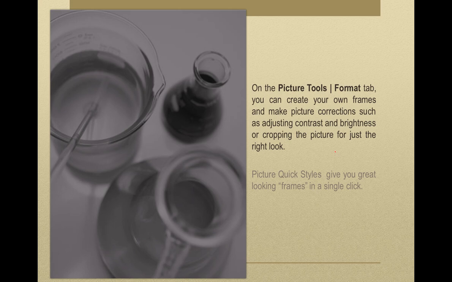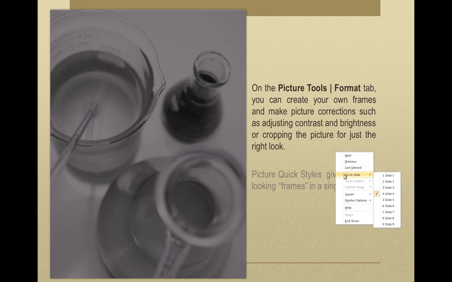But before I do that, if all of those shortcut keys suddenly go flying out of your head at the time that you need them, always remember that you can hit the right mouse button. If you hit the right mouse button, you can go to the next slide, the previous slide, you can go to a specific slide number, you can put your screen to black or white, you can switch to a pen, and you can also end the show.